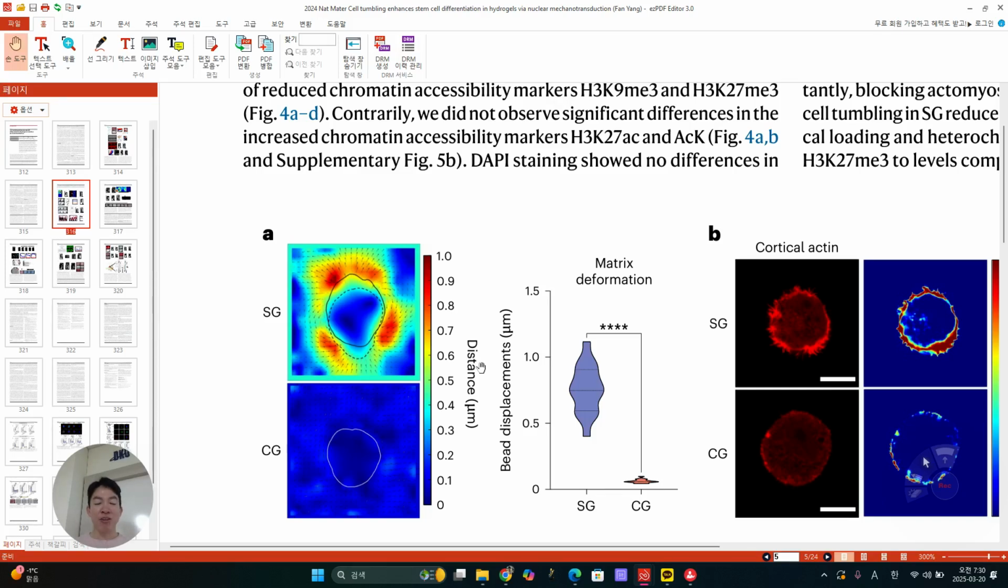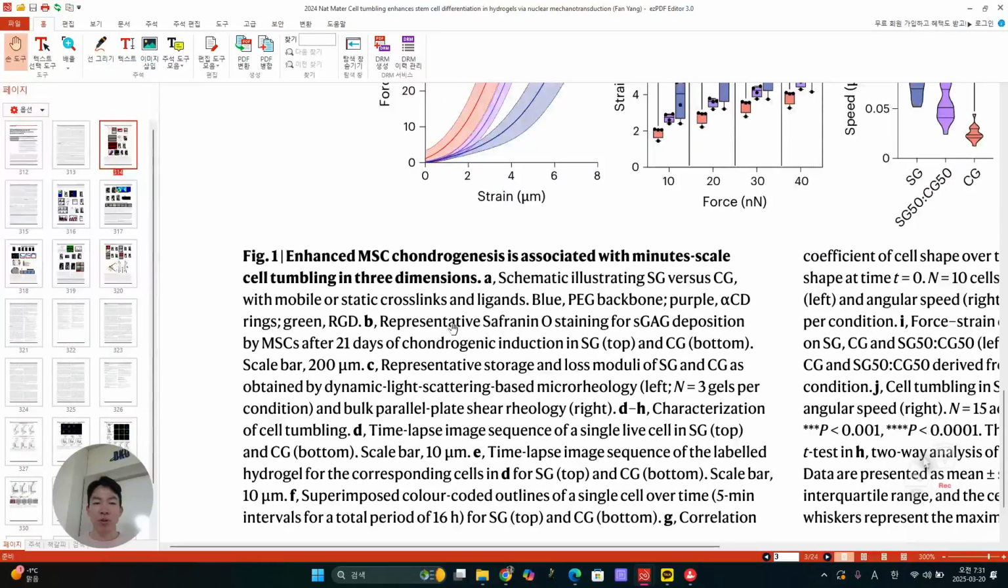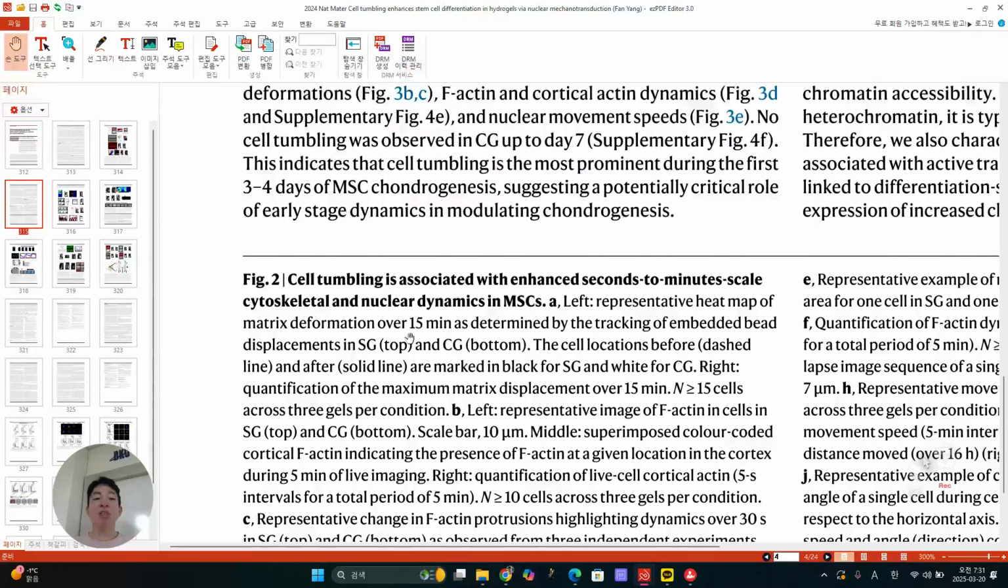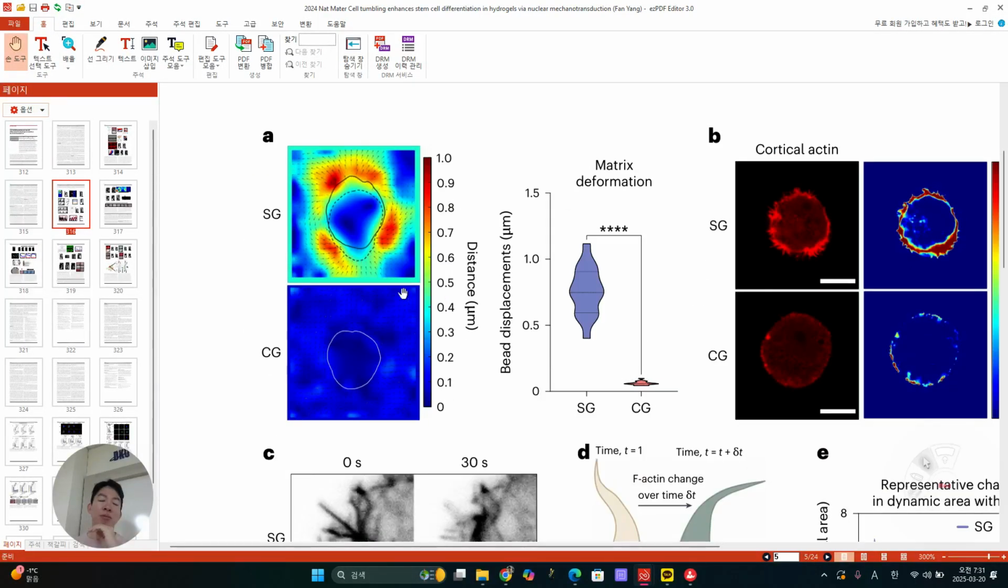So in 3D, they check the deformation. They deform a lot, like 1 micrometer. Maybe this is a time scale of, sorry, 15 minutes. Maybe in this case you have seen the detail, but it's right after embedding the cell, then 1 hour later, and then 75 minutes, something like that. And then you can track two different process images. From the images, you can track distance like this.